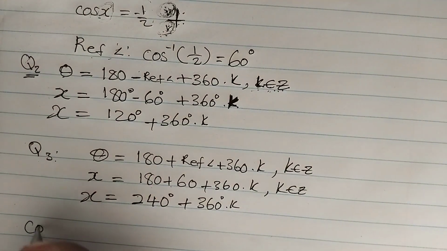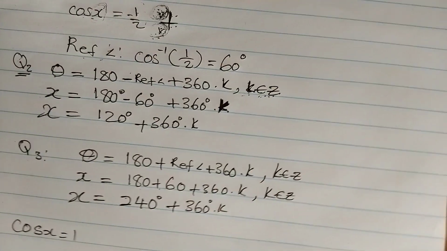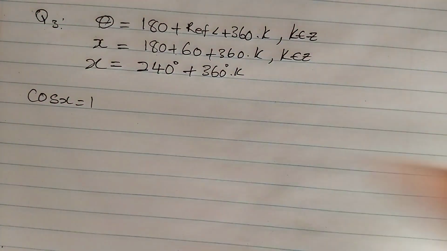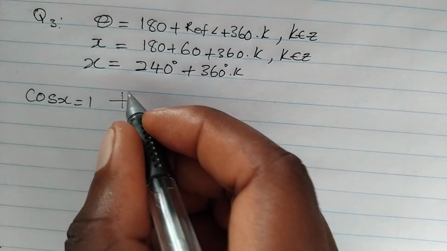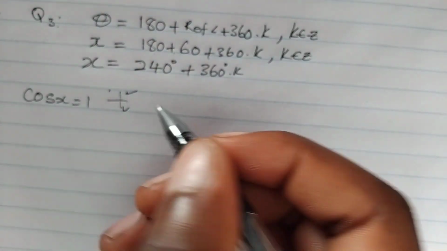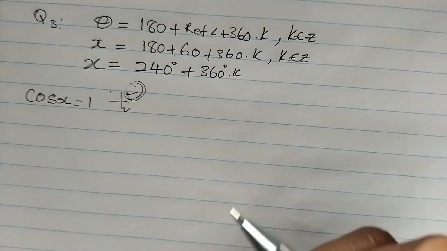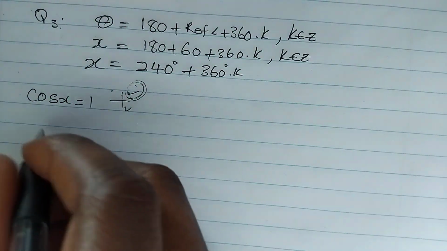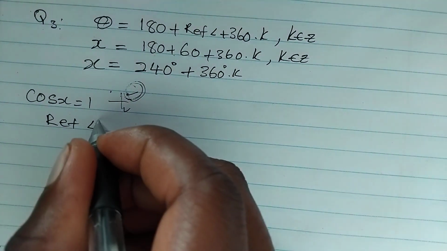So remember, we have another answer, which is cos x equal to 1. For this one, we do the same thing. We know we are going to use the first quadrant and the fourth quadrant, but you just use one of these and you'll have your answers. So for this one, we have to find firstly the reference angle.